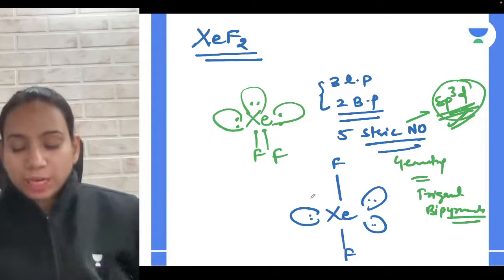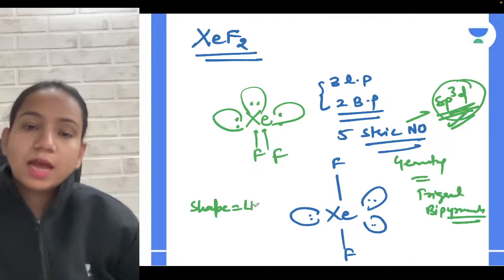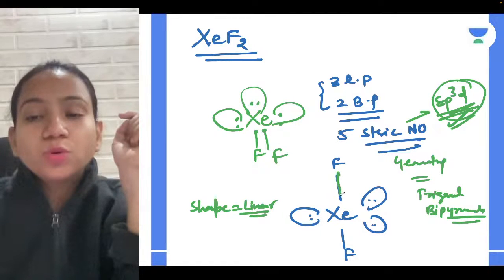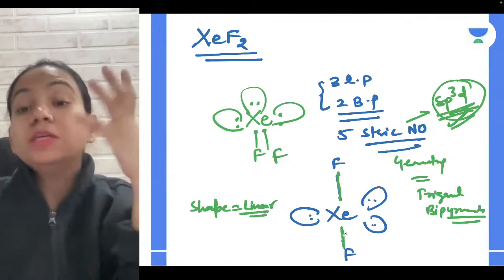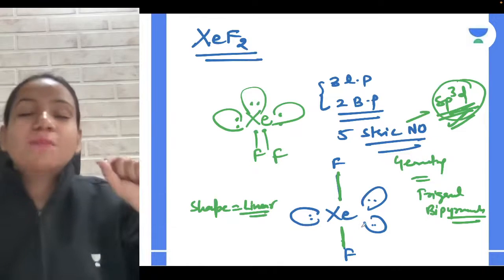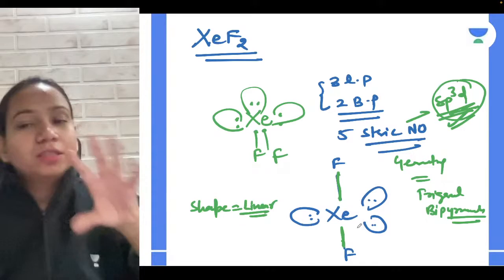Very good. What will be the shape? Shape will be linear, because you will just hide the lone pair. Yes. And you will get to know about the shape. You will only check these fluorines for the shape, not hybridization. For hybridization, you have to check the whole steric number. But for the shape, you just have to check the bond pair.